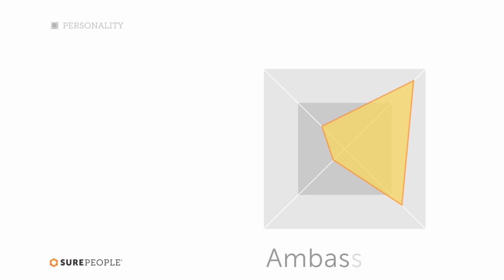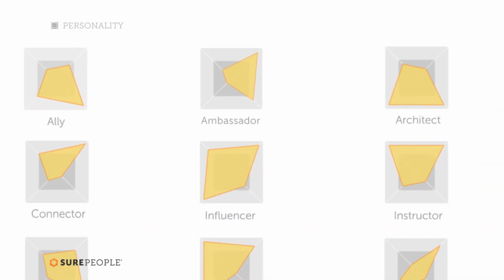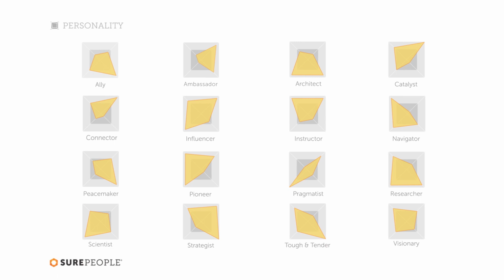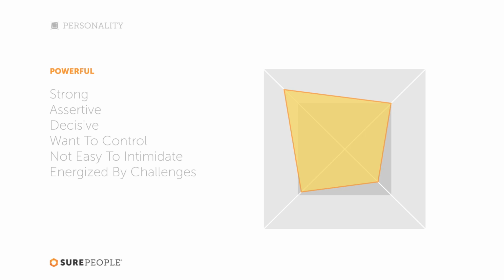Each Prism personality, of which there are 16, is based on a four-dimensional typology. Each personality is made up of 1, 2, or 3 of these dimensions. Let's take a look at each one. Powerful personalities tend to be the strongest personality types. They're assertive and decisive. They want to control, and they're not easily intimidated. They're energized by challenges, and they're willing to push through obstacles. They like to win and are ready to apply the pressure needed to get things done. The visionary is an example of a powerful personality.